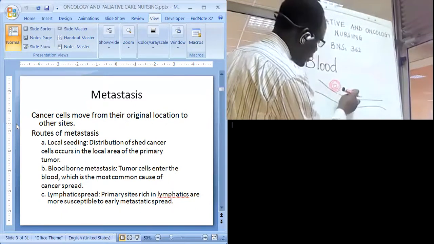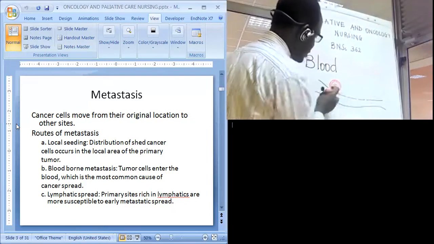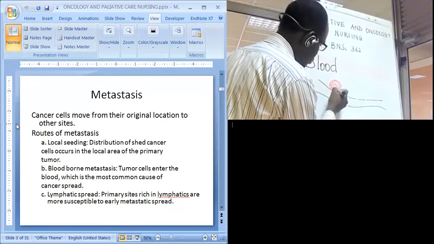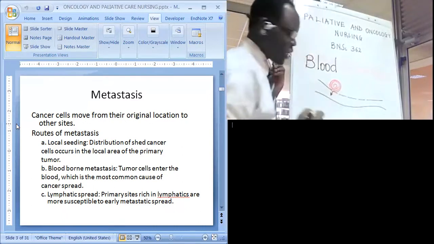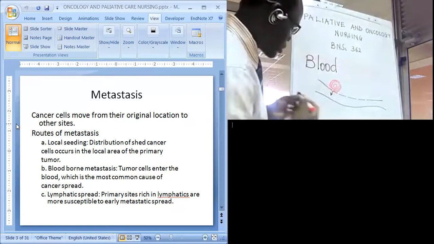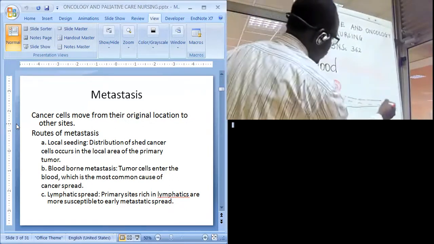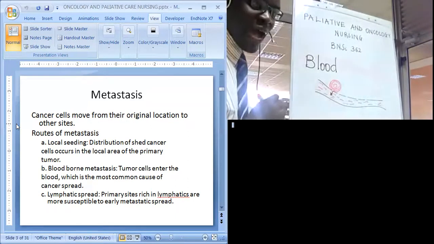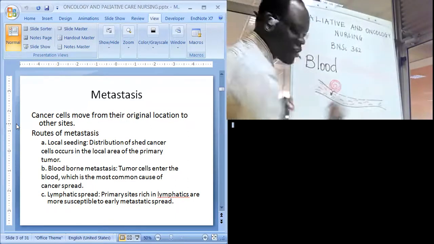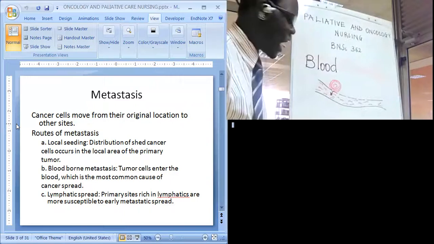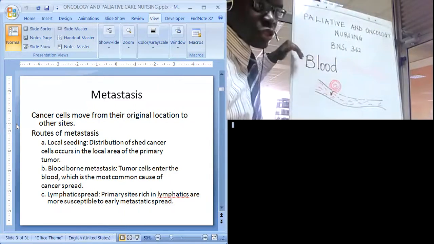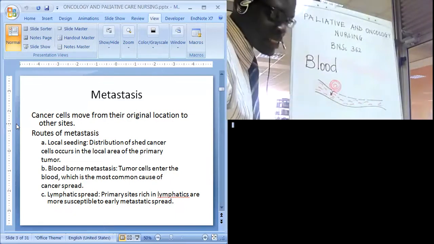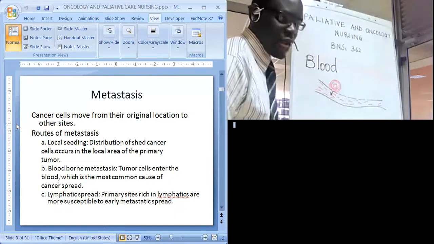So what actually happens is that these cells find their way through the blood pores into the blood, and as a result they move with the blood, and therefore to other adjacent areas. Yeah? So that is how metastases occur through blood.